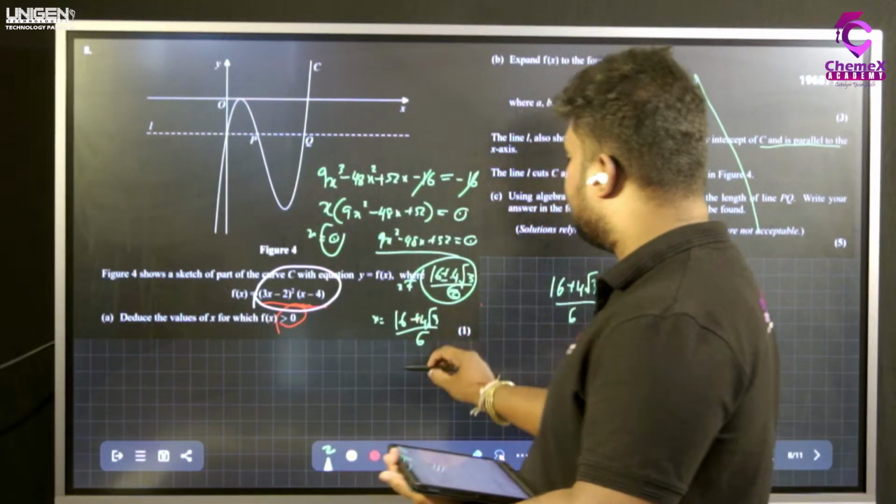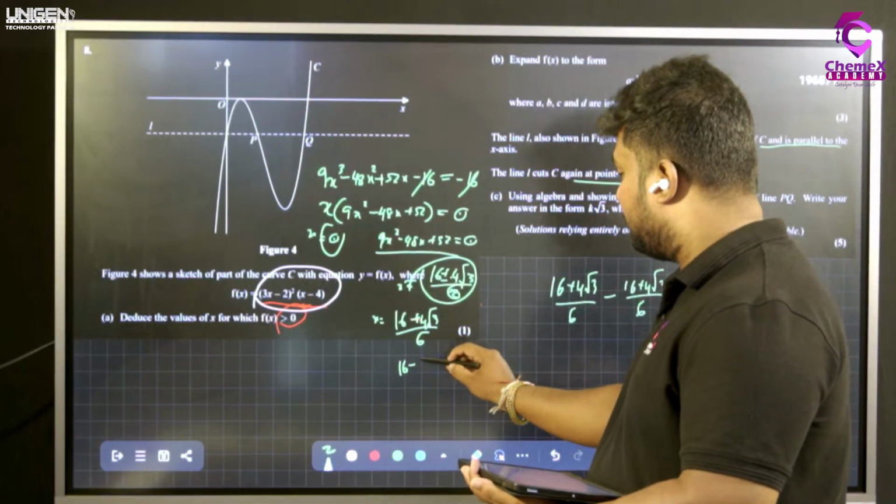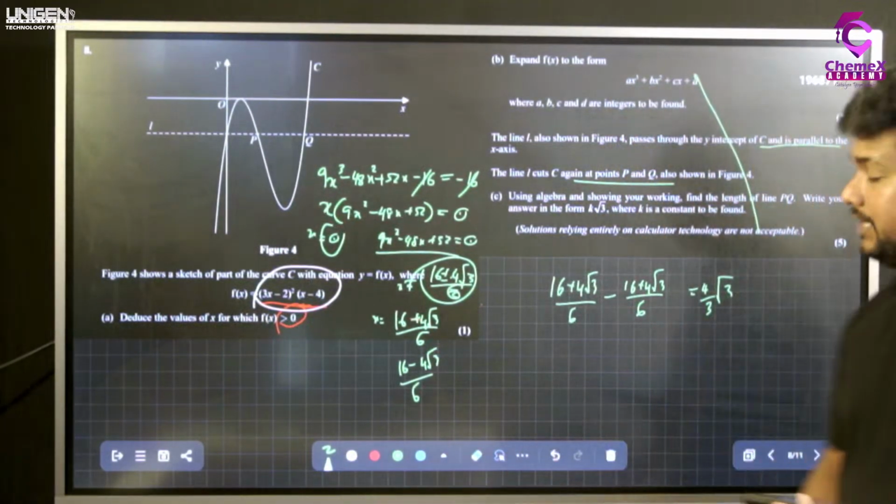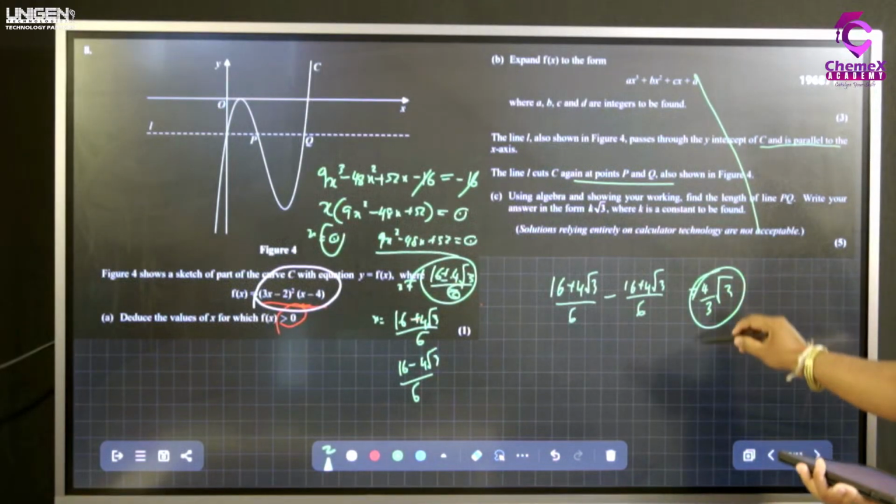The other one is 16 minus. So when you subtract the two x values only, you get the gap. That's the distance of PQ.